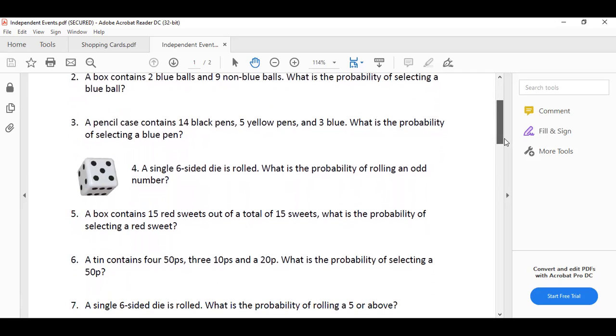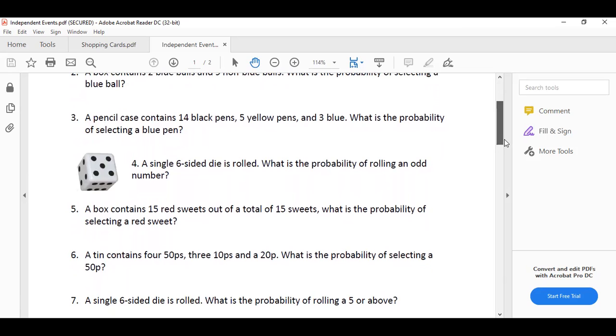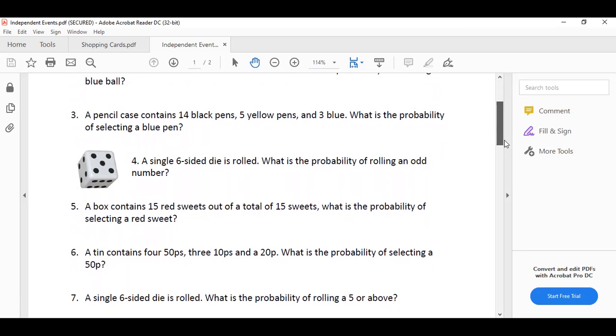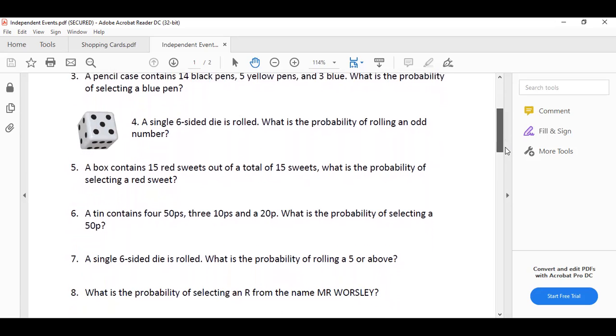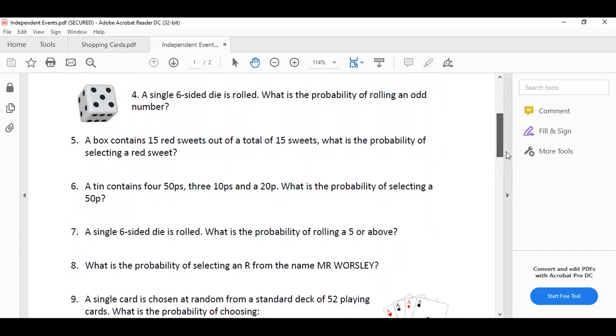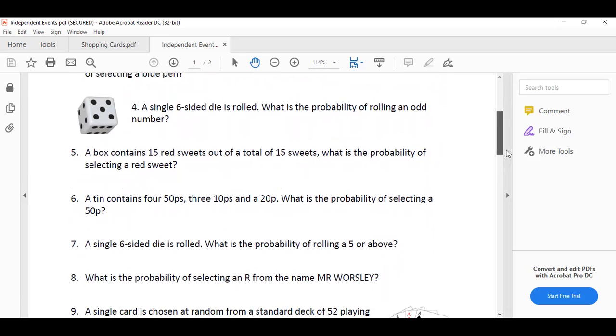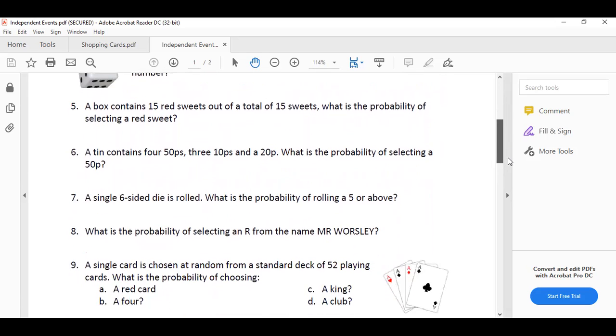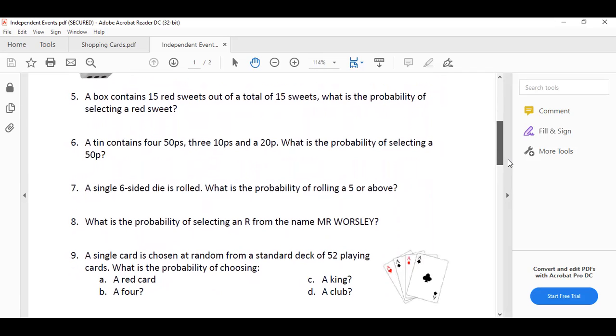A pencil case contains 14 black pens, 5 yellow pens, and 3 blue. What is the probability of selecting a blue pen from these? A single 6-sided die is rolled. What is the probability of rolling an odd number? So on a 6-sided die, what is the chance of getting an odd number rather than an even? Number 5, a box contains 15 red sweets out of a total of 15 sweets. What's the probability of selecting a red sweet?